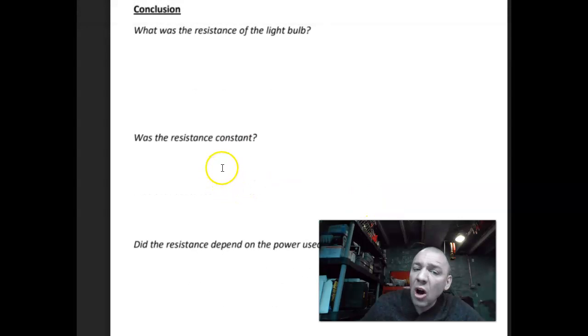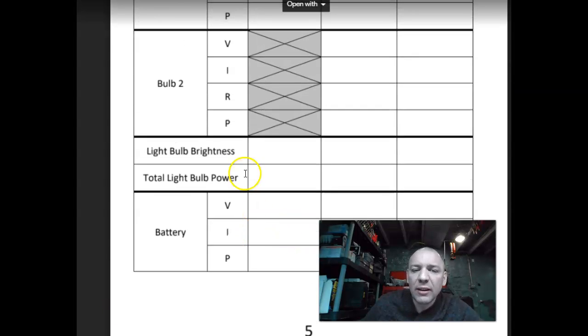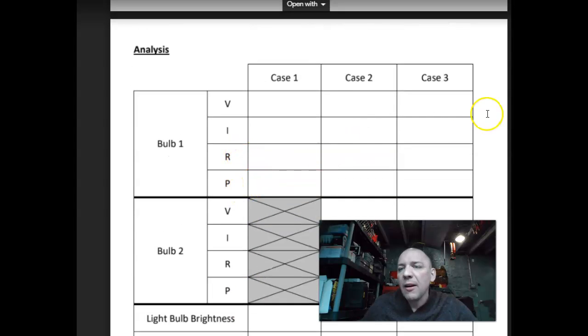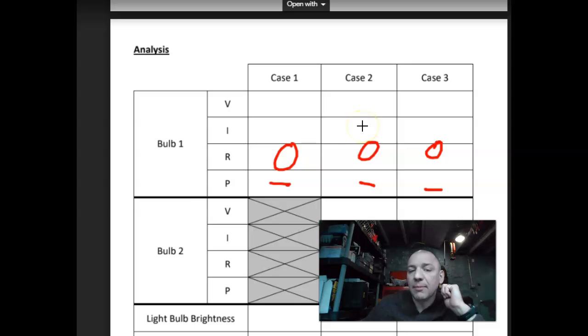Was the resistance constant? If the resistance changes, that would be a no. If the resistances are all the same, then that would be a yes. And then we want you to look at whether the resistance depends on the power used by the bulb, and then give a brief thought on what could explain that change. When you look at the powers in the light bulbs versus the resistance, maybe there'll be a pattern. Look at the resistance and power in case 1, in case 2, and in case 3, and try to explain that.